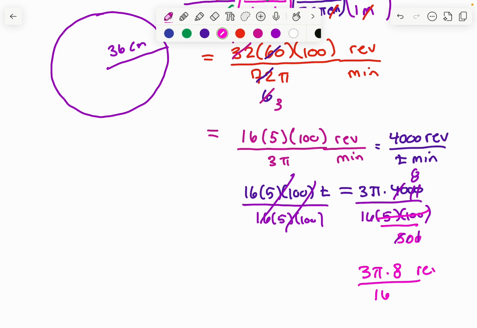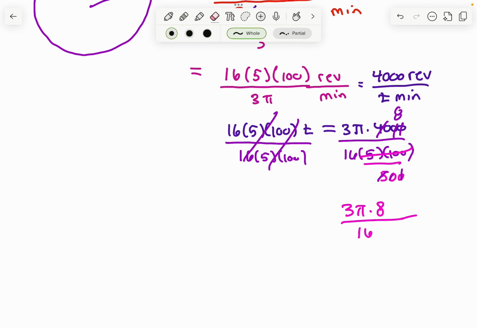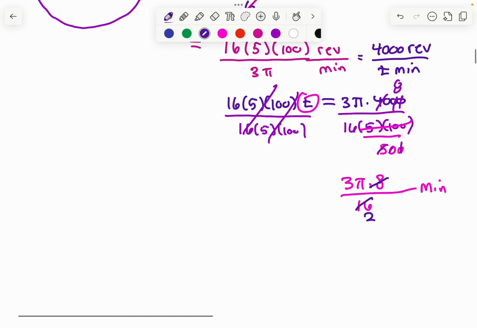Again, this is revolutions. I'm sorry, nope, it's minutes. It's not a rate anymore, sorry. We're solving for t, so in the end it's just minutes, and it's what we want. And 8 over 16, so 8 goes into 8 once. Okay, and so I'm left with 3 pi over 2 minutes.